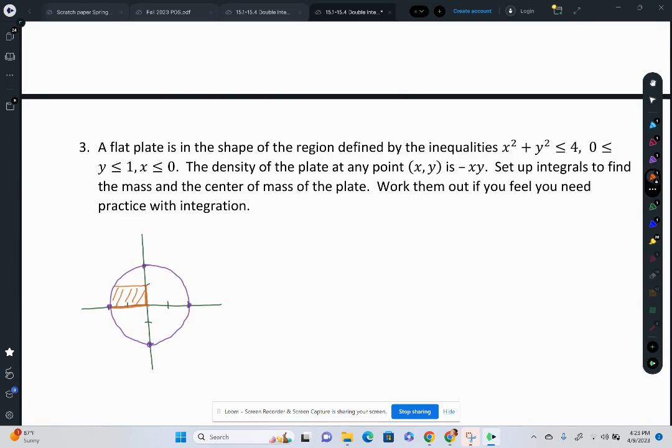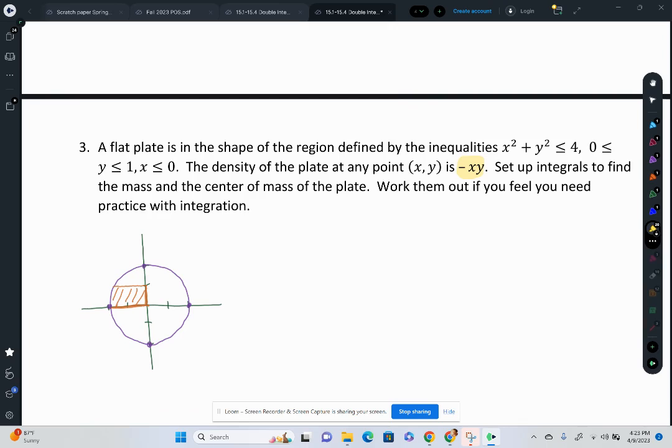All right, so that's our lamina, that's its shape. And then we have the density of the plate at any point is negative xy. And in here, we're just being asked to set up the integrals to find the mass and the center of mass of the plate. And that is all I'm going to do here. It's a pretty straightforward integrand. But definitely work them out if you feel you need the practice. And I will give you the answers here as well.